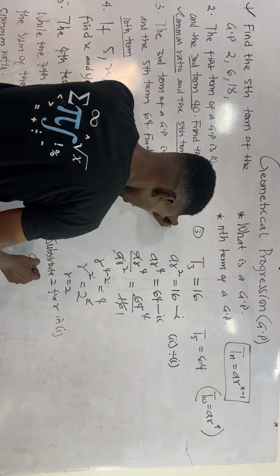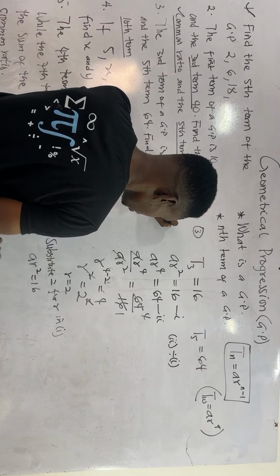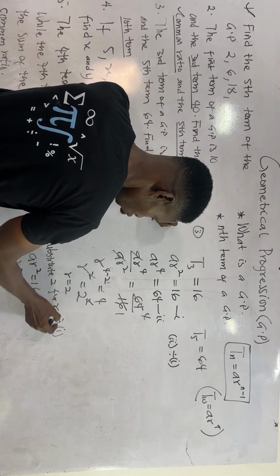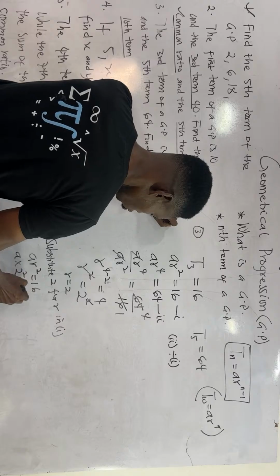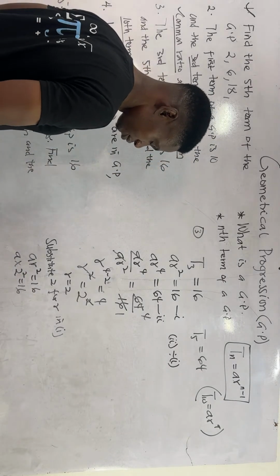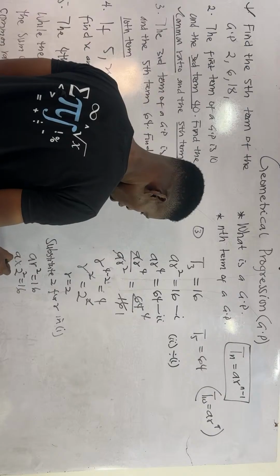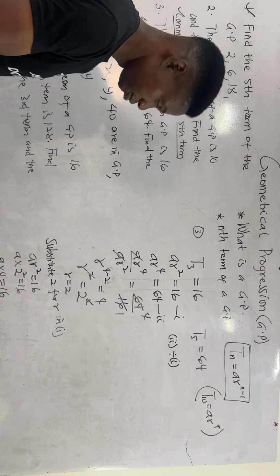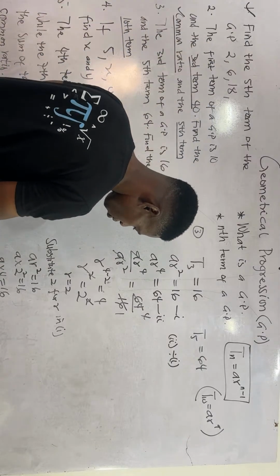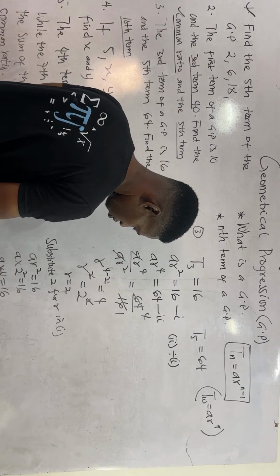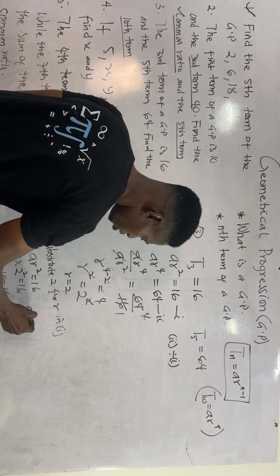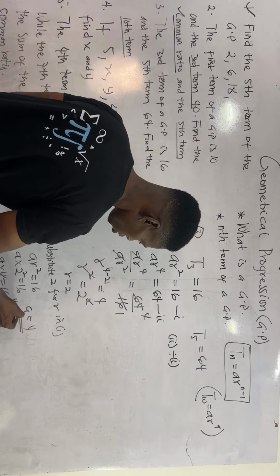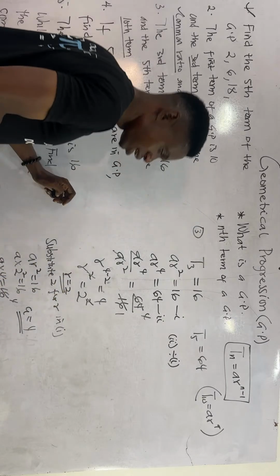So we have AR squared equals 16. So we have A multiplied by R, which is 2 now. R is 2 squared equals 16. So we have A times 4 equal to 16. So if we divide both sides by 4, right? So our A now will be equal to what? 4. 4 here 1, 4 here 4. So our A is 4 and our R is 2. And that's all we need.